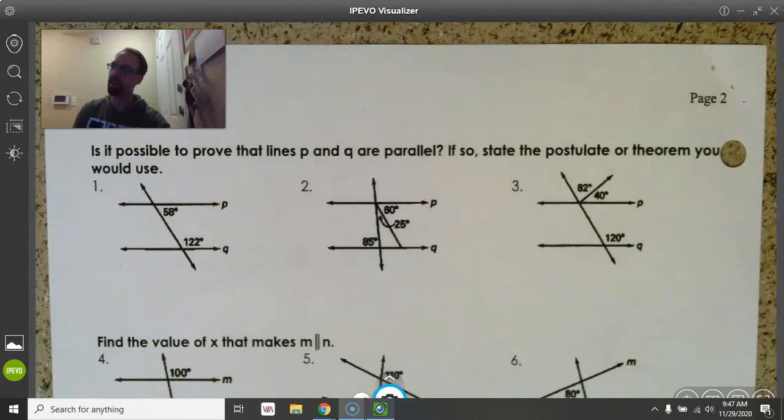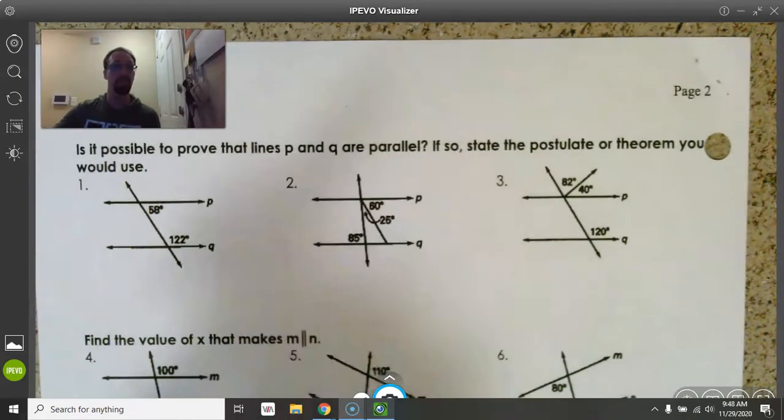Hi friends, we're working on the Unit 2, Day 7 notes. Right now we're going to do the examples. Is it possible to prove that lines P and Q are parallel? And then if so, we're going to state the postulate or theorem you would use. And the postulates and theorems are from the previous page.